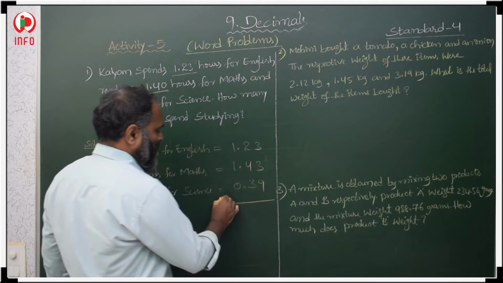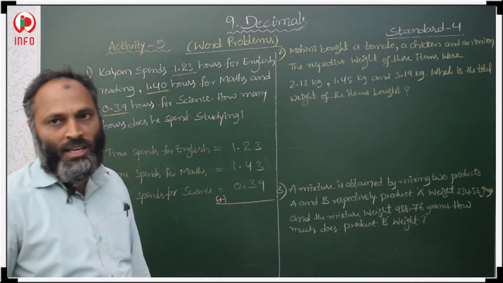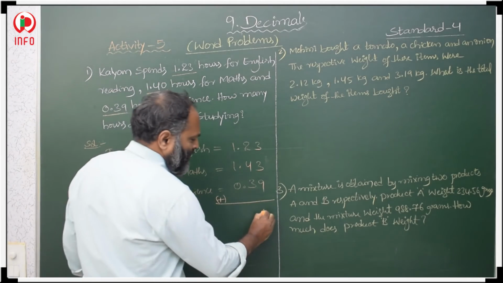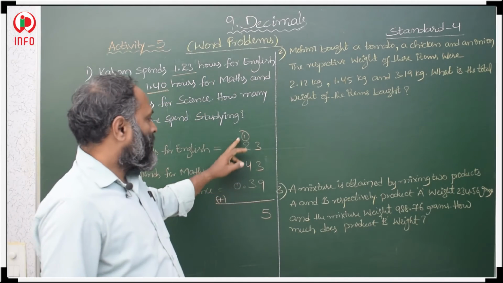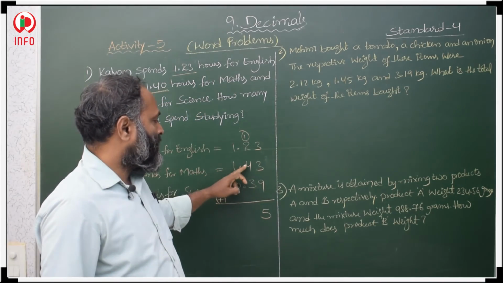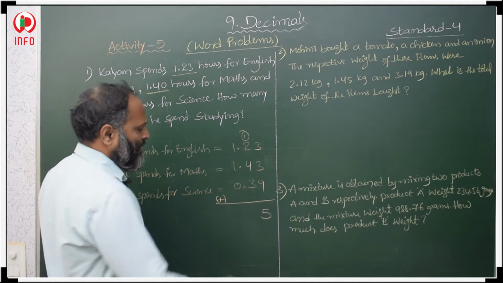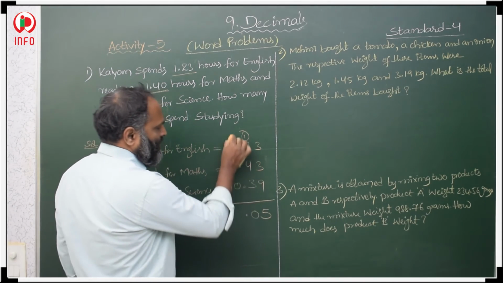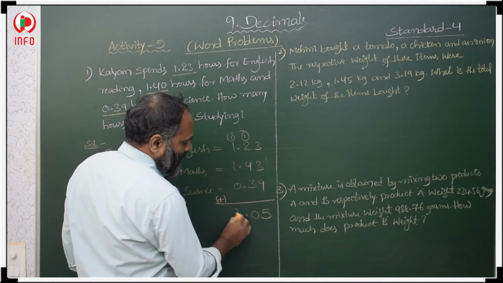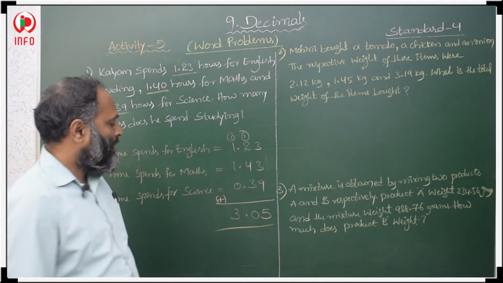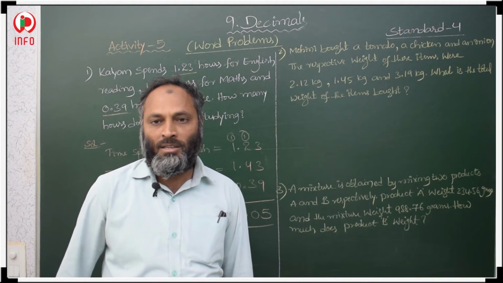Add. Total means add. 3 plus 3 is 6, 6 plus 9 is 15, write 5 and take a carry over. 1 plus 2 is 3, 3 plus 4 is 7, 7 plus 3 is 10, write 0 and carry over 1. 1 plus 1 is 2, 2 plus 1 is 3, 3 plus 0 is 3. So 3.05 hours.